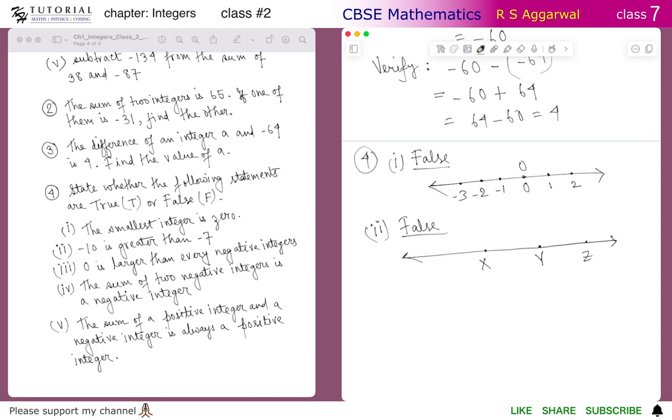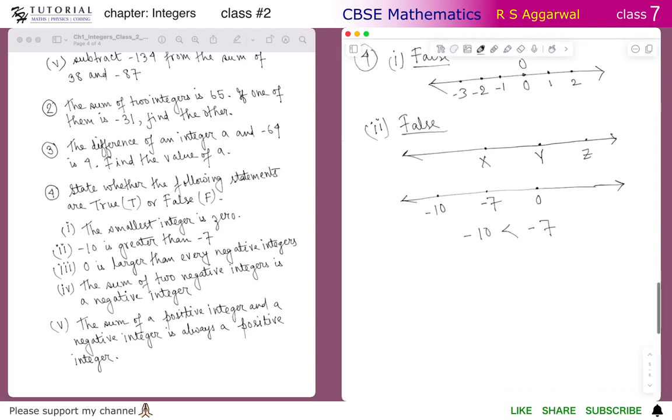Now on the number line, if you plot minus 10 and minus 7, this will be 0, the origin, and somewhere on the left you will have minus 7, and farther left you will have minus 10. So minus 10 is to the left of minus 7. So definitely minus 10 is less than minus 7, and the statement says that minus 10 is greater than minus 7, which is false. Okay.